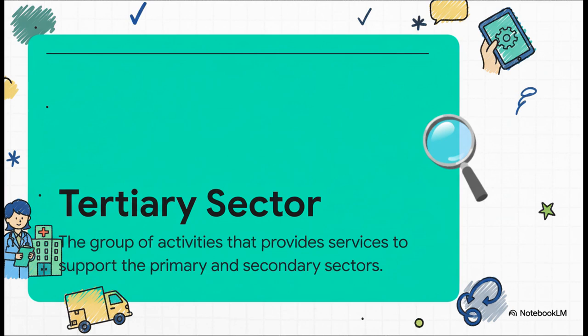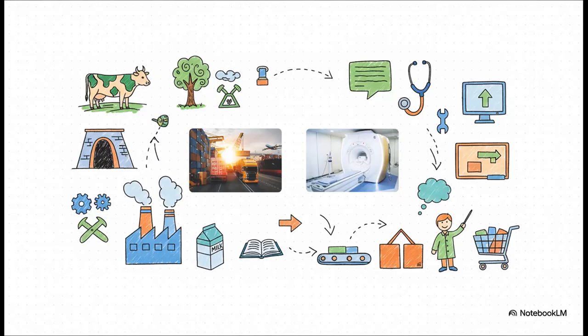And finally, our third team, the tertiary sector. I call them the service superstars. Why? Well, because they don't really make anything you can hold, like a fish or a car. Instead, they provide services. They are the ultimate support system, helping both the primary and secondary sectors to do their jobs properly. For example, transportation, trucks and trains that move things from one place to another, that's a service.